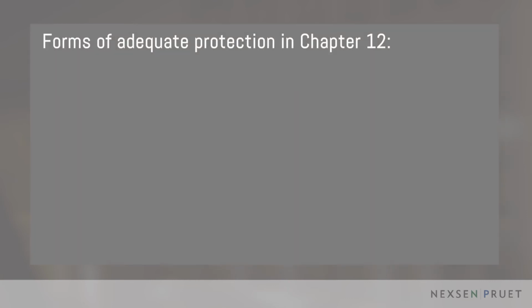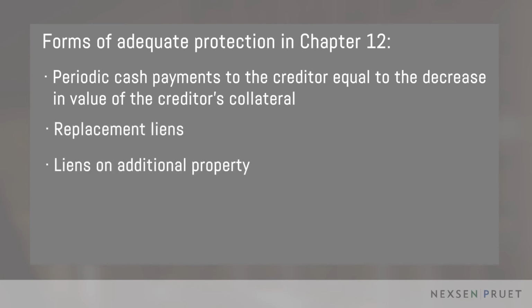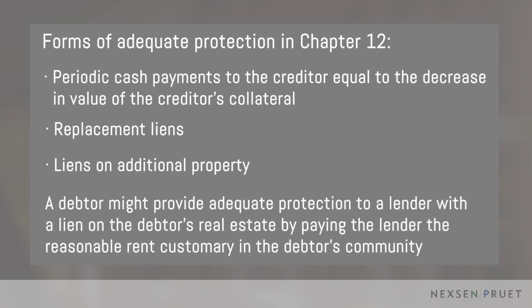Forms of adequate protection in Chapter 12 commonly include periodic cash payments to the creditor equal to the decrease in value of the creditor's collateral, replacement liens or liens on additional property. A Chapter 12 debtor might provide adequate protection to a lender with a lien on the debtor's real estate by paying the lender the reasonable rent customary in the debtor's community for similar real estate. If a creditor is substantially oversecured, this equity cushion can itself provide adequate protection. If the debtor cannot adequately protect the secured creditor's interest, the bankruptcy court may grant the creditor stay relief to foreclose on the collateral.